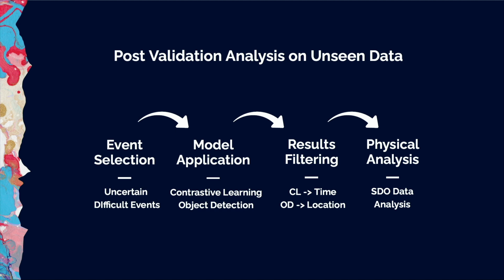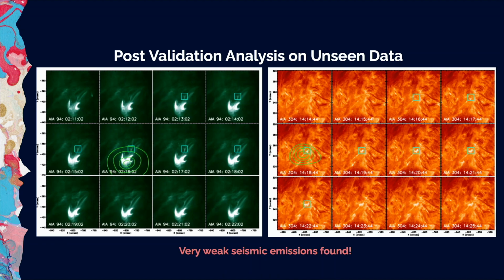Okay, so let's move on to the fun stuff. After testing or validating our models, we had this post-validation analysis on uncertain data. So we chose some uncertain events, events that were difficult for the researchers I have worked with to mark manually. We applied our models, and we filtered the results. Where contrastive learning would say, hey, there is a Sunquake here, we applied the OD model for extracting the location. And finally, we used the additional data from SDO for validating our results.